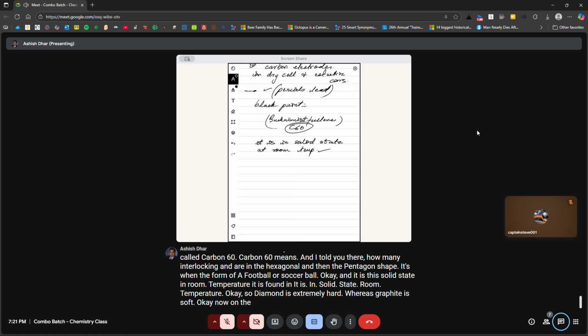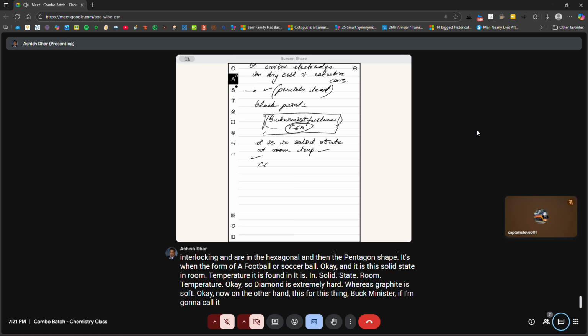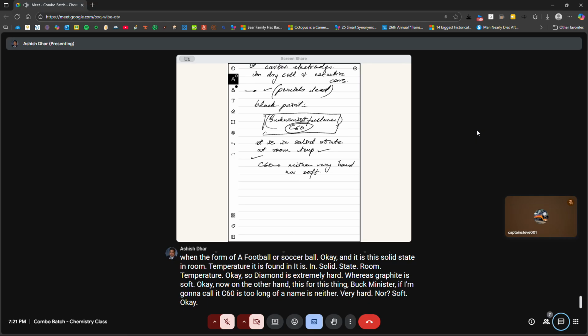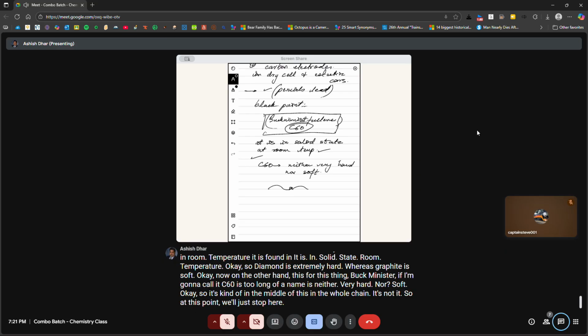Okay, now on the other hand, this thing, Buckminster, I'm going to call it C60. It's too long of a name. It is neither very hard nor soft. So it's kind of in the middle of this whole chain. Got it? So at this point, we'll just stop here.